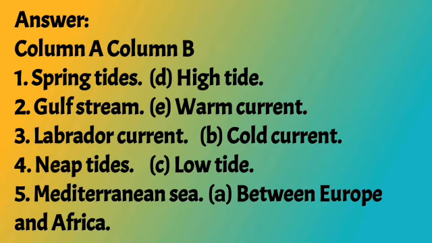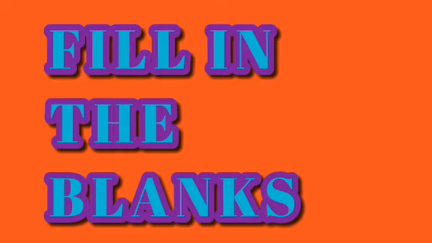Answer. Column A, Column B. 1. Spring tides, D. High tide. 2. Gulf Stream, A. Warm current. 3. Labrador Current, B. Cold current. 4. Neap tides, C. Low tide. 5. Mediterranean Sea, A. Between Europe and Africa.